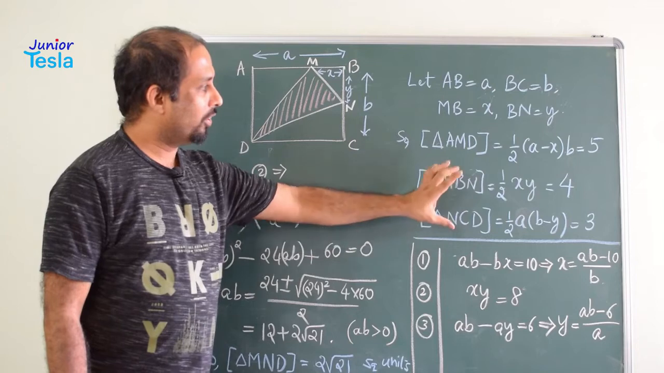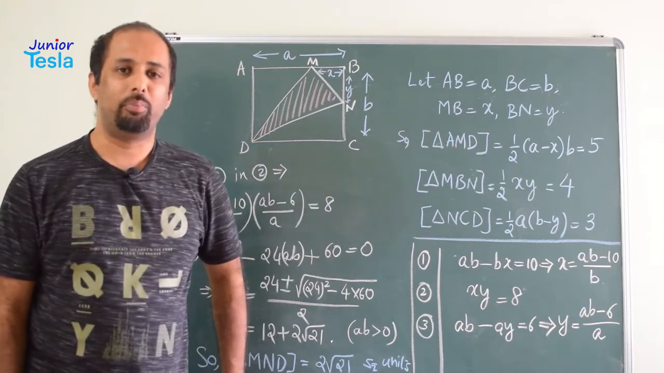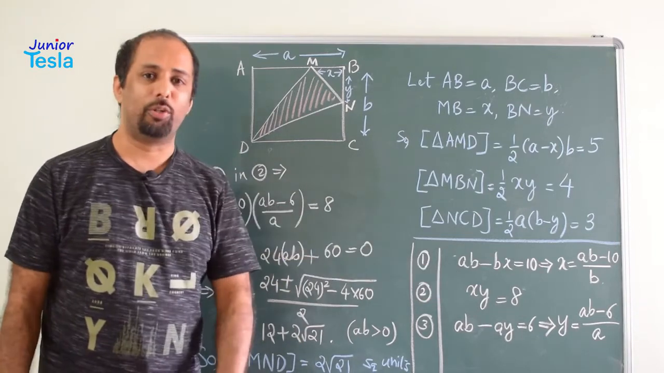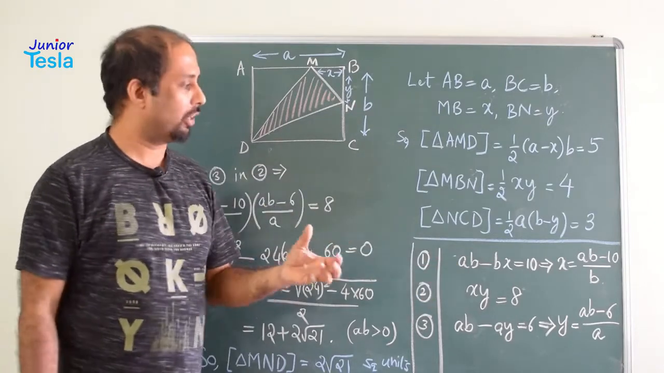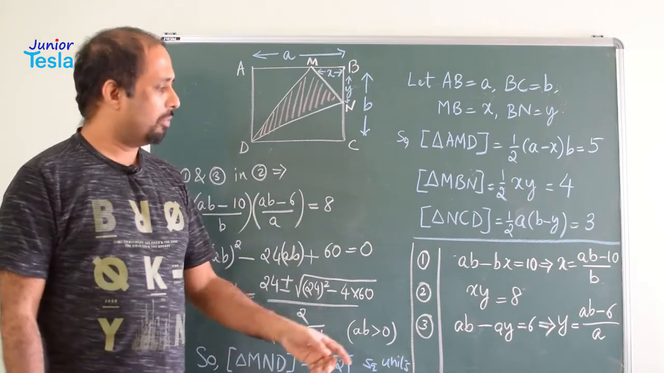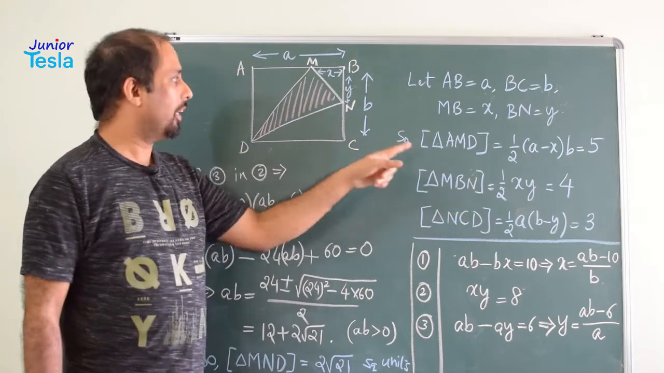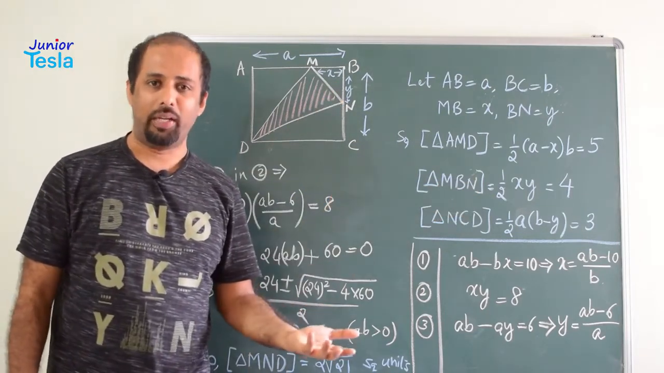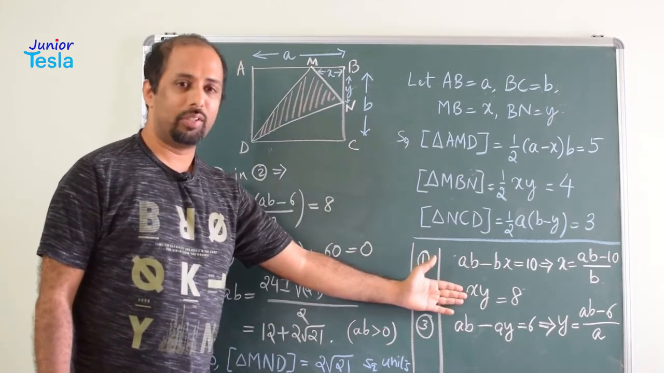Now if you simplify this, let us take the first one: half into (a minus x) into b equal to 5. If you simplify it, you will get ab minus bx equal to 10. Now from this equation you can get one expression for x. So x equal to (ab minus 10) divided by b. Simple algebra. Similarly, the second expression, half xy equal to 4, that is the area of the second triangle, right? So from this you can directly write xy equal to 8.